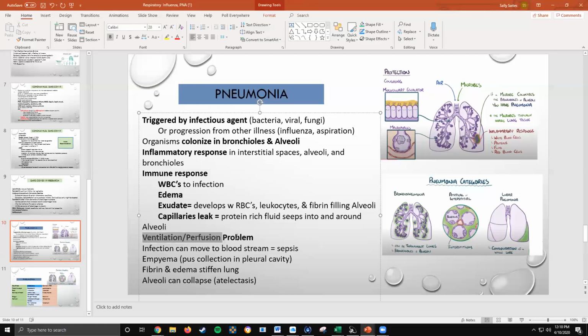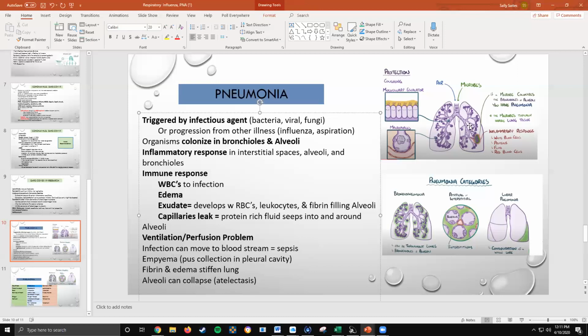This is considered then a ventilation perfusion problem if we can't get oxygen into our cells and CO2 out. So the infection can also move into the bloodstream, which is sepsis. Empyema can also collect, so this is pus. So pus can develop anywhere in here into the lung cavity. It typically will come down and sit in a spot at the lower because it is heavy, but pus can also form and get caught in the bronchioles themselves.